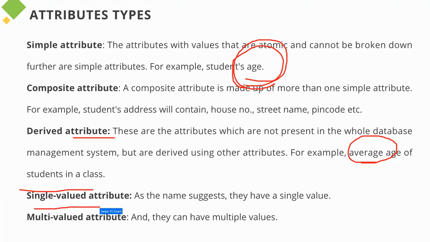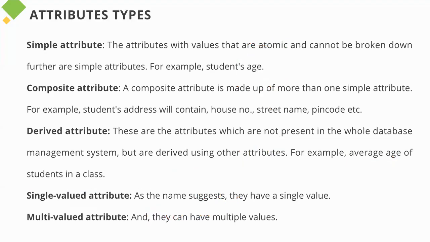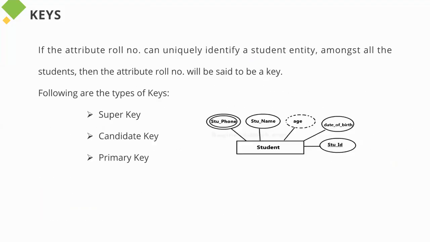For single valued and multiple valued, if you say the name attribute, it contains only a unique value. If you say marks, for each and every assessment it has different values. So these are single valued and multiple valued. These are the five most different and popular types of attributes.